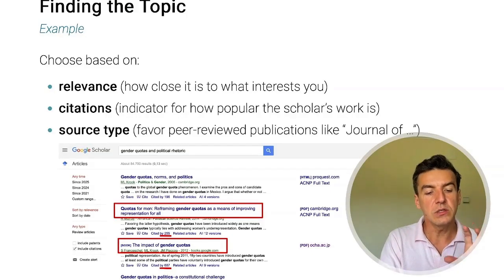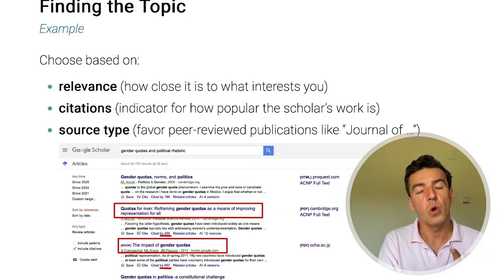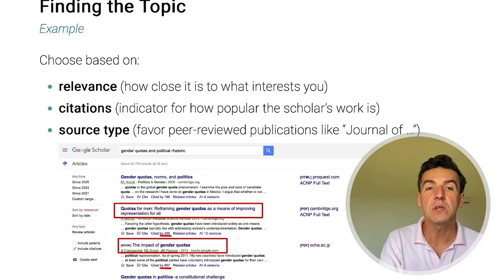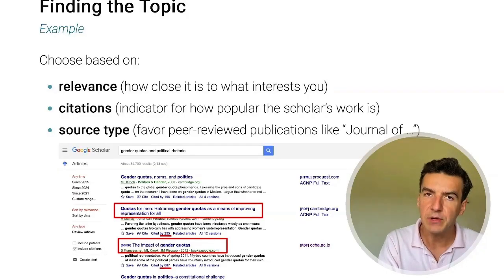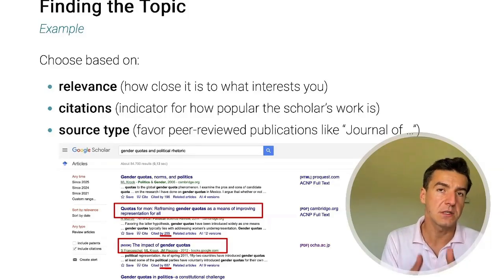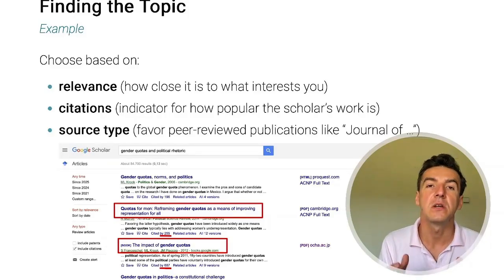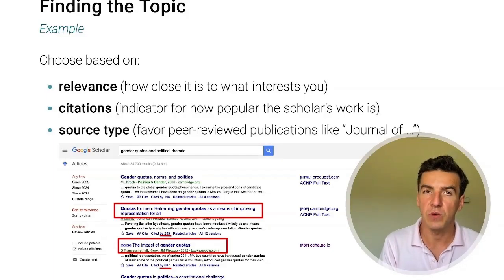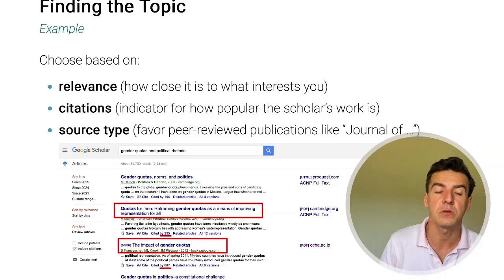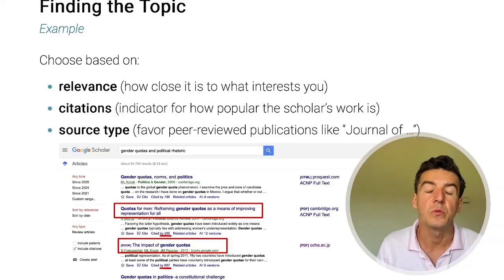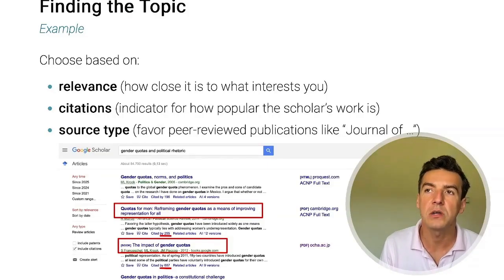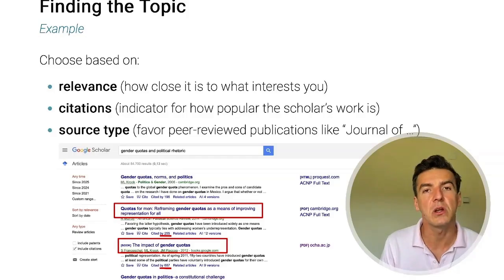So in order to choose what sources you should be looking at, it's important to choose based on 3 important criteria. Number 1 is relevance. So how close is this to what you're really interested in? Is this what you had in mind when you typed in gender quotas and political rhetoric? That's probably the most important criterion. Number 2, citations. It's important to look at articles that are widely cited, especially in the early stages.